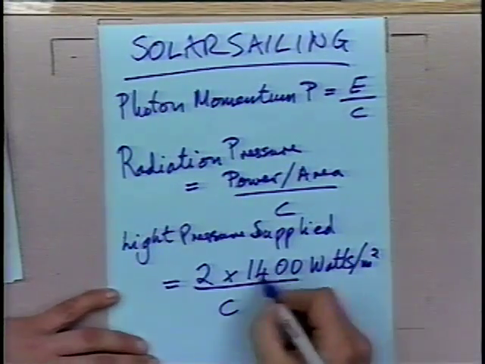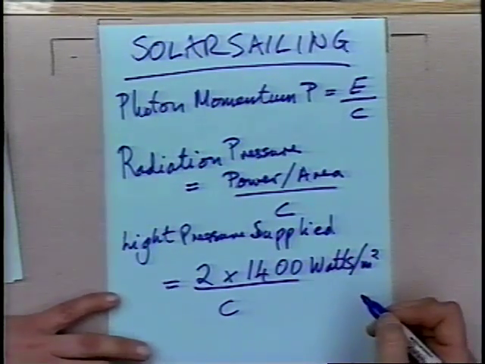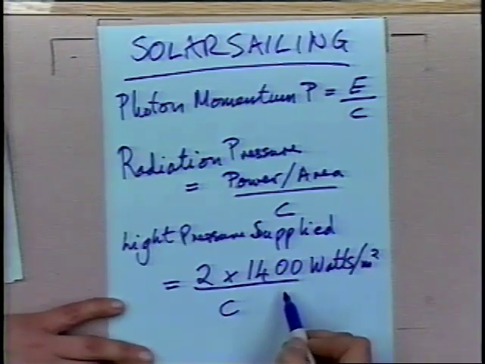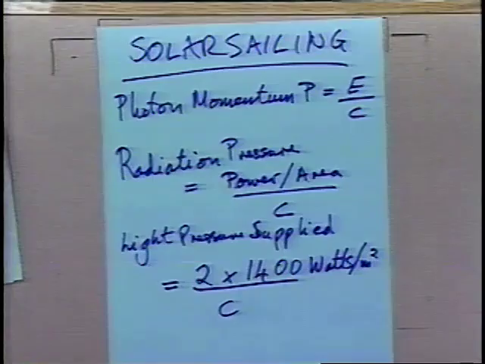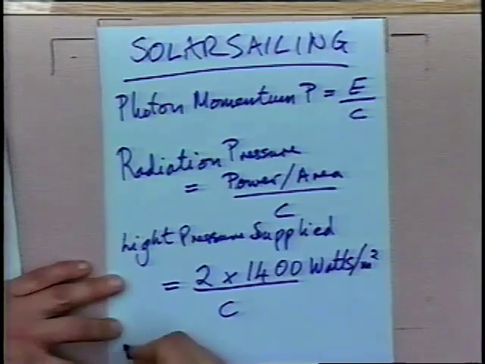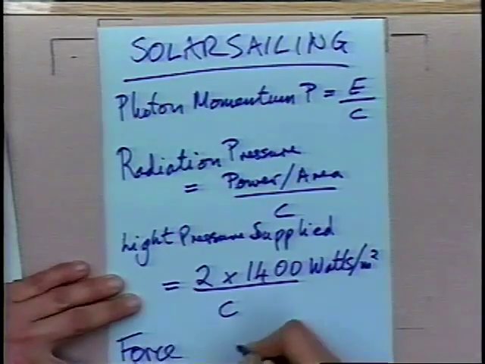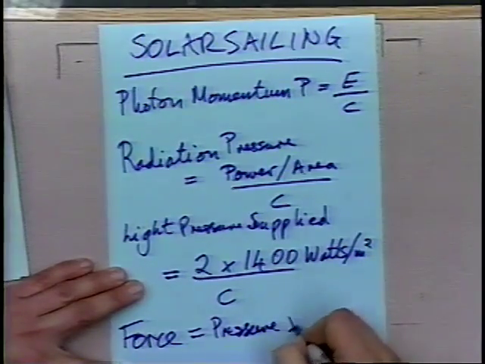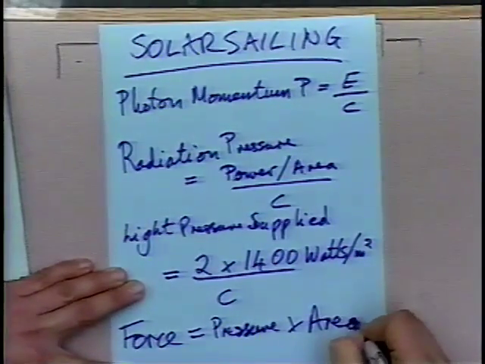Now, remember that if you go out in the solar system, then this is going to decrease, and it decreases as 1 over r squared. The power delivered by sunlight decreases as you move out by 1 over r squared. But the force, let's write down, the force is equal to the pressure times the area.